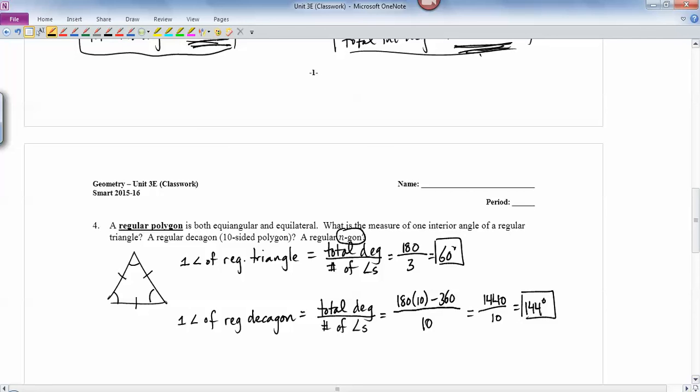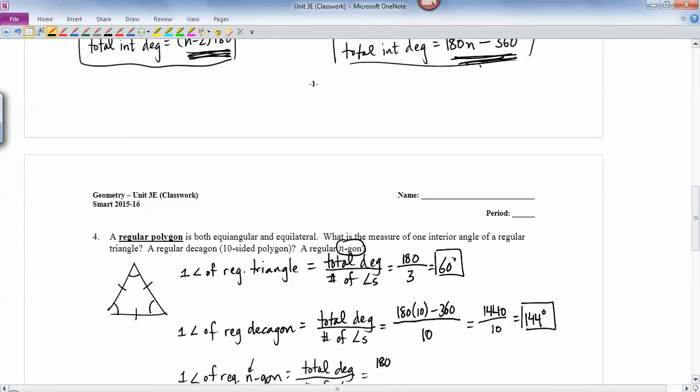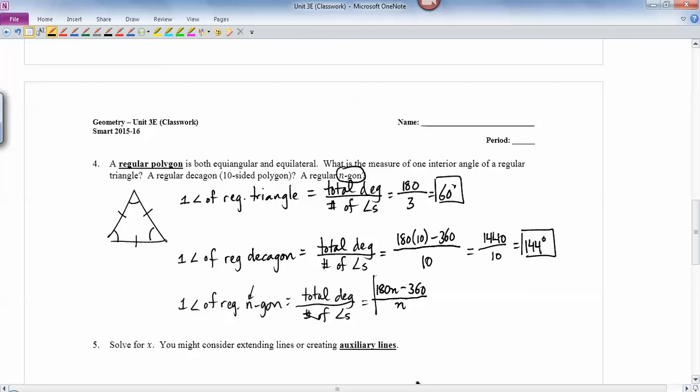This one says, what's one angle of a regular n-gon? In this case, we don't really know how many sides it has. It has n sides, right? But it's the same formula. If we knew how many total degrees were in that thing, and we divided it by however many angles were in it, then we get what one angle is. Well, the total degrees is this formula, or if you prefer the n minus 2 times 180, you could use that. Either way, 180n minus 360. If I just divide that by n, well, then you have what one angle of a regular n-gon is going to be.